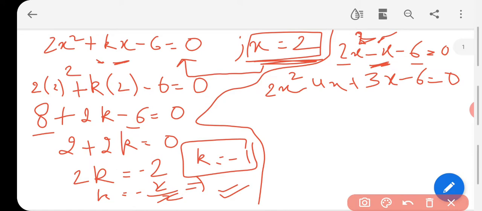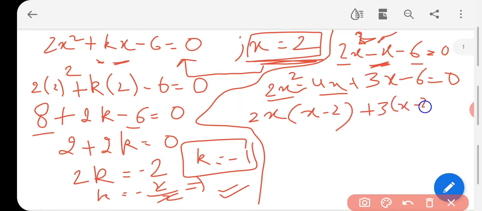Okay, so 2x square minus 4x. Now from the first two terms we take common 2x, so in the bracket it becomes x minus 2. Yes or no? And here we'll take 3 common, so in the bracket x minus 2. As I told you, when we do the factorization, these linear terms must be the same inside the bracket. If it is not the same, it means we have made some mistake in our above steps.